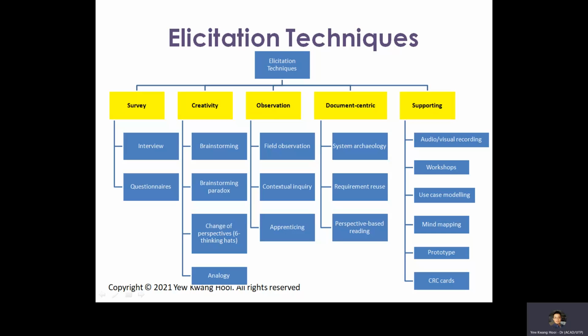The other creative approach will be change of perspective, six thinking hats. This one usually involves a workshop whereby you get representatives from different departments, and you require them to think from different angles. So they are using the six thinking hats analogy. I think you can Google that out, what the six thinking hats are. And then the use of analogy.